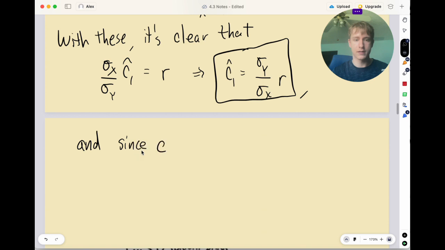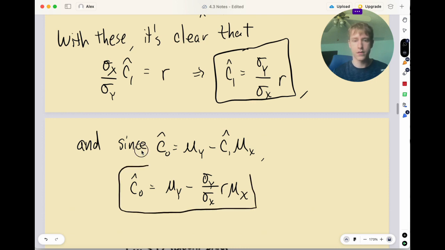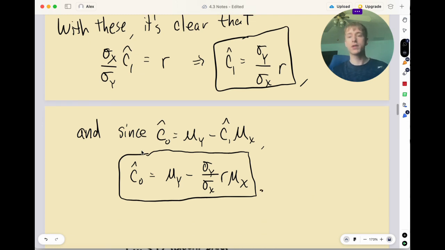And since C0 hat was just mu sub y minus C1 hat times mu sub x, we get that C0 hat was just mu sub y minus sigma y over sigma x r times mu sub x. Okay, so we have those coefficients now. We have the slope and the y-intercept, those two parameters that we needed. So now we can officially answer the question.